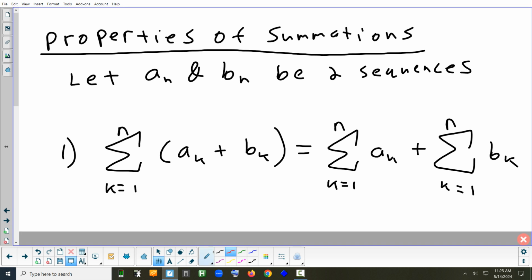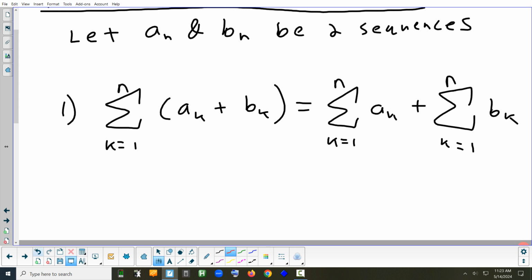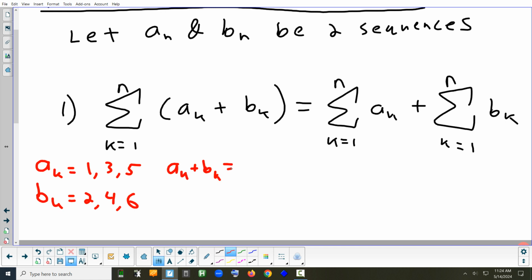All right, so let me show you. Let's pick a very short sequence. Let's let a sub k be the sequence 1, 3, 5. Okay, b sub k is 2, 4, 6. So let's add these up the way it is on the right. So a sub k plus b sub k. We're going to do what's in the parentheses first.